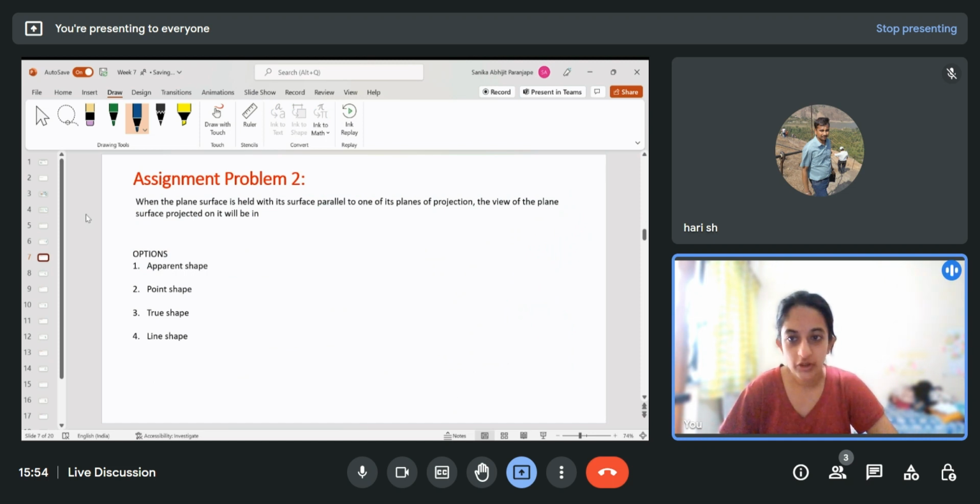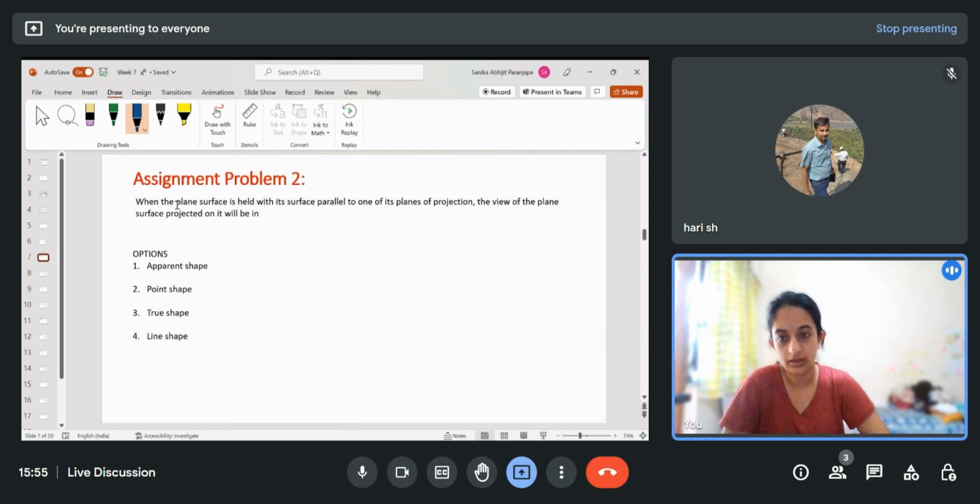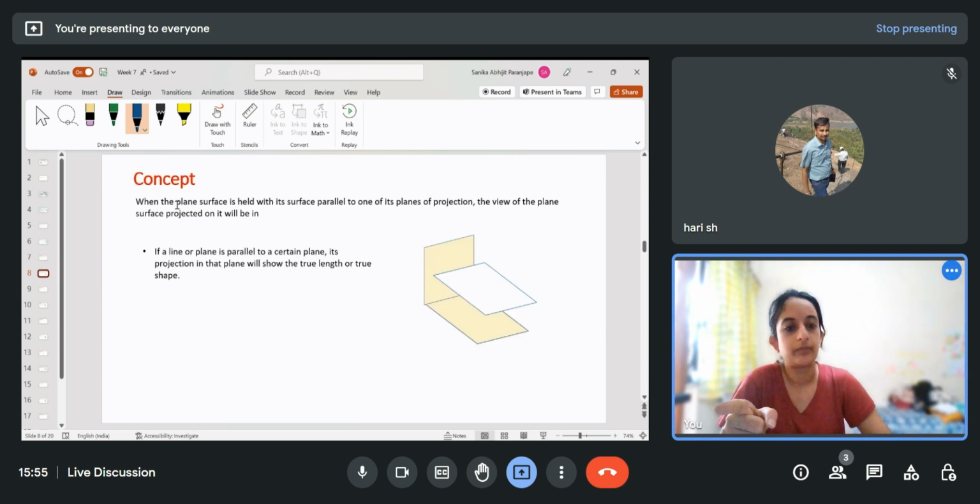So the next problem was, when the plane surface is held with its surface parallel to one of its planes of projection, the view of the plane surface projected on it will be. So like I said, if you have a plane which is parallel to another plane, the projection will give you the true length or the actual shape of the plane. So if this is our plane and it is parallel to HP, we will get the true shape of that plane projected on the projection plane.